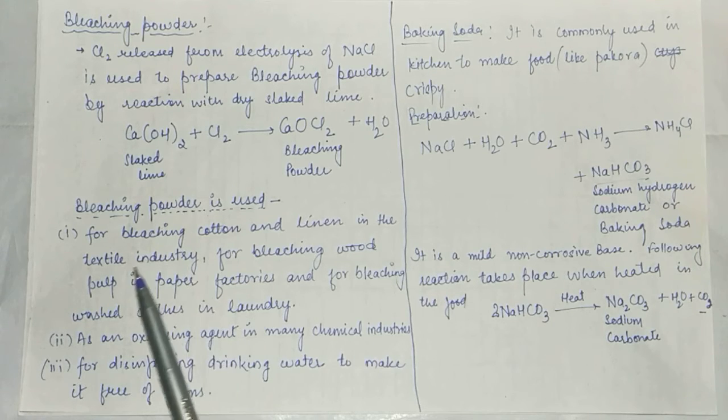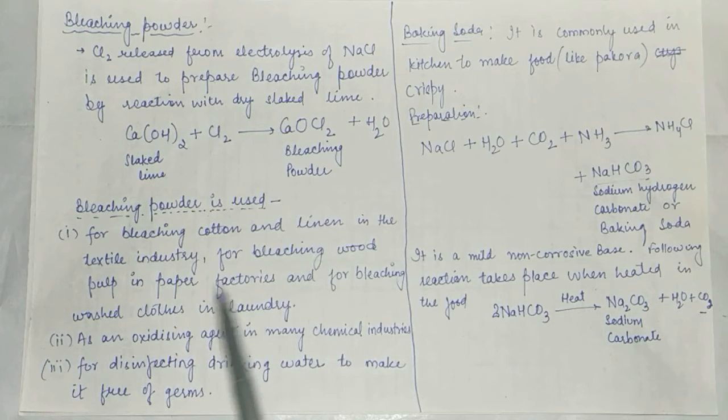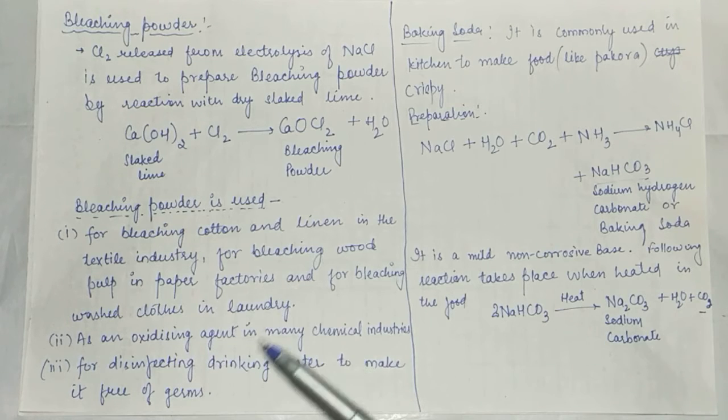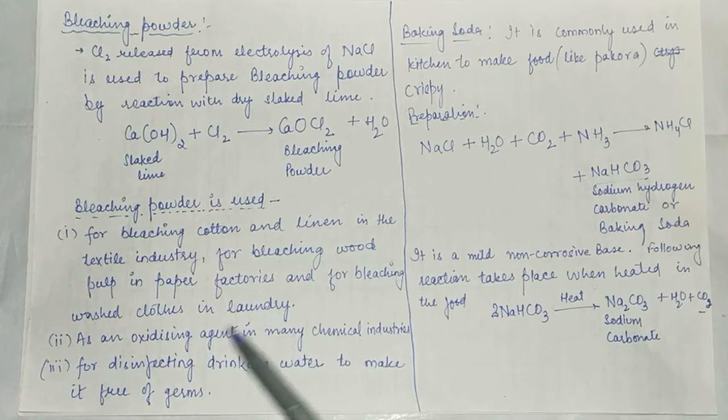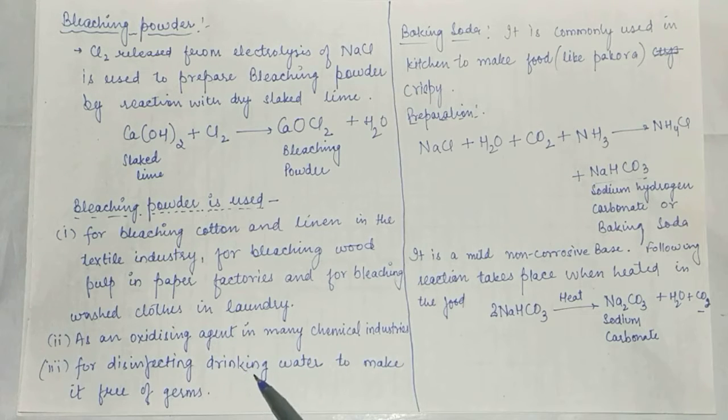हम जो water को disinfection के लिए Cl2 गैस का यूज करते हैं, वो जो germs को kill करती है. So the first use is that bleaching powder is used in the bleaching of cotton, linen, textile, in the textile industry or in the paper industry. Also we use bleaching powder in clothes. Then after, as an oxidizing agent we use bleaching powder. It is used as a disinfectant in drinking water to make the water germ free.